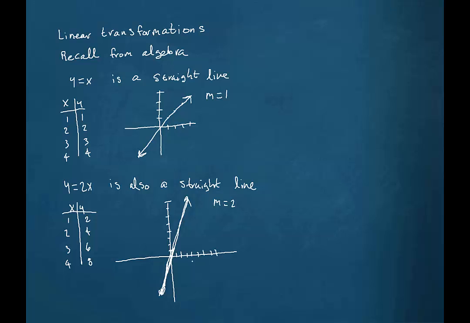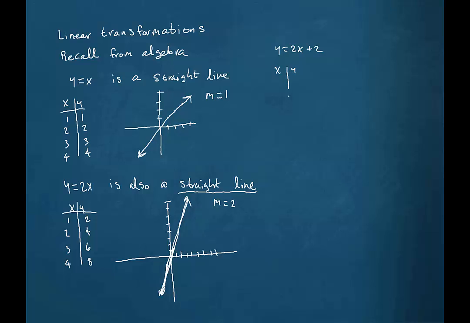But the point is that we still have a straight line. So by doing what we did, multiplying by 2, we haven't changed that fact. We still have a straight line. Now let's do something else. Let's take that y equals 2x, and then let's add 2 to that.